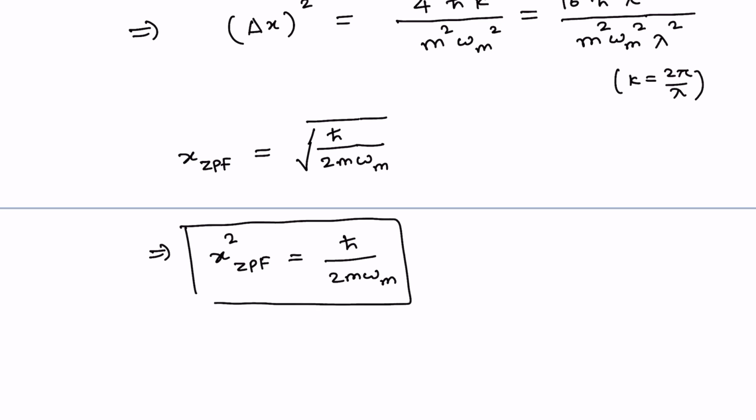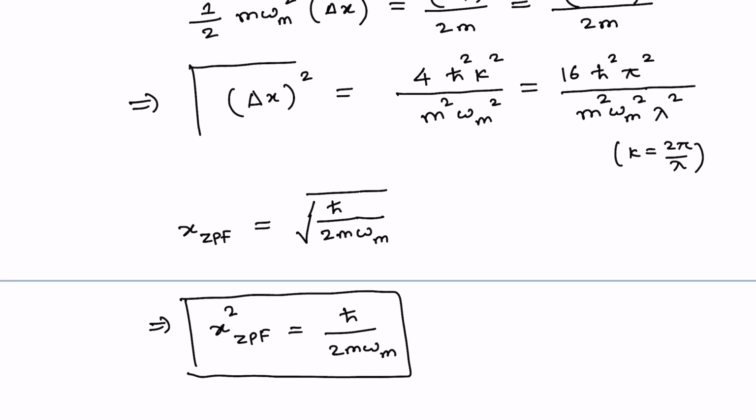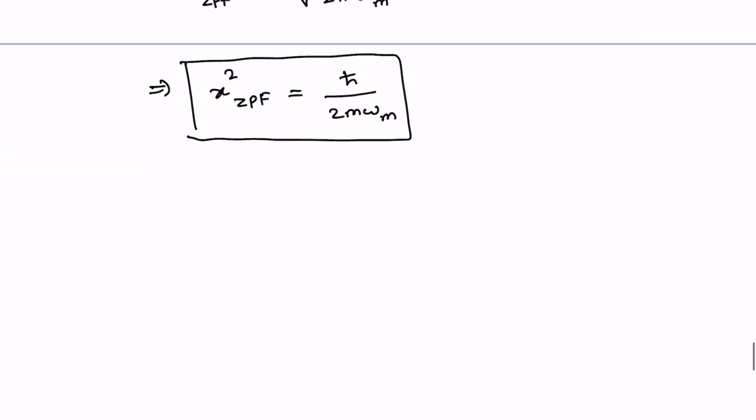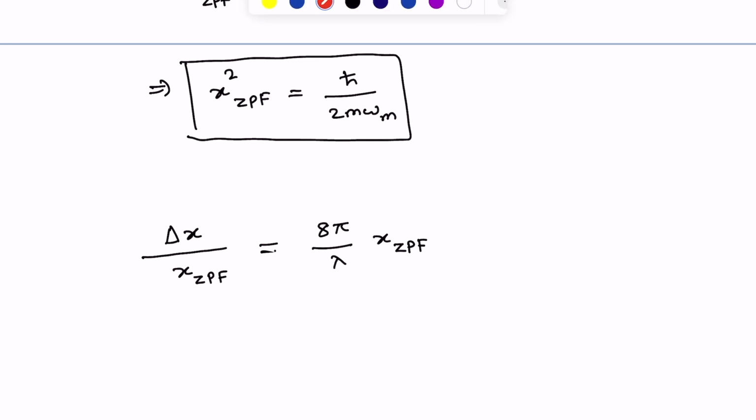Utilizing this, in this expression here, you can very easily get this formula. Actually, please try to get it. You can show that delta x, the ratio of the displacement with respect to this displacement due to zero point fluctuation, is equal to 8 pi by lambda into x zero point fluctuation. This is a very important relation, and please get it.